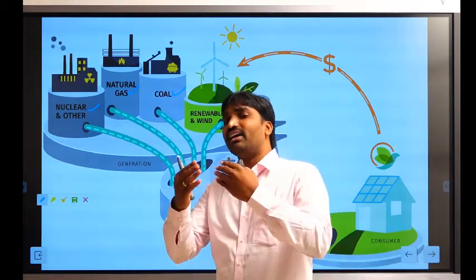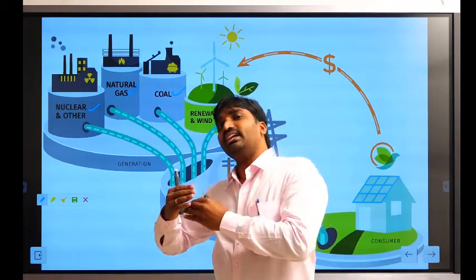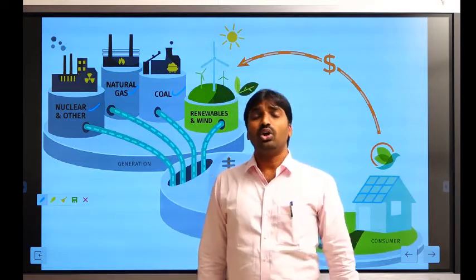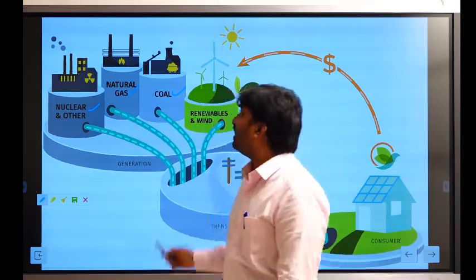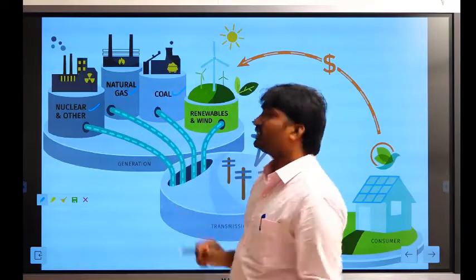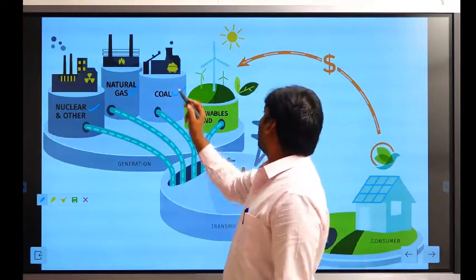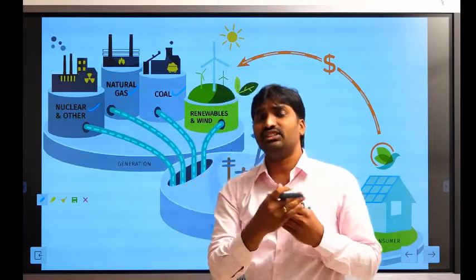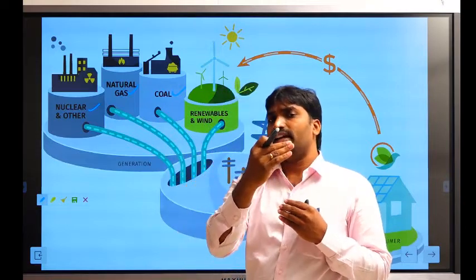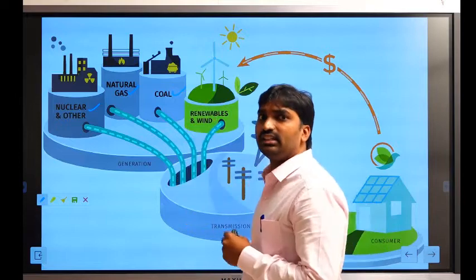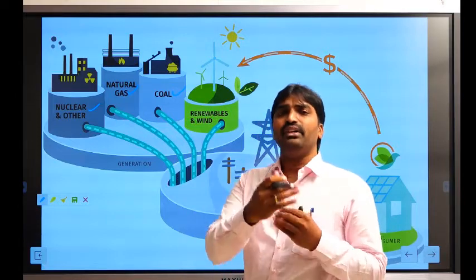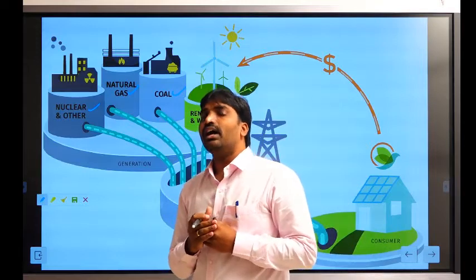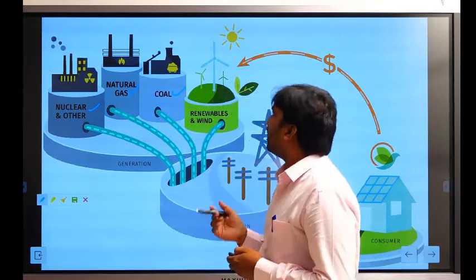So that steam has kinetic energy. How is the kinetic energy converted into mechanical energy? That is the question. Here the conversion to mechanical energy uses a turbine. We need to utilize one turbine. The turbine is a device which converts kinetic energy into mechanical energy. Everywhere we need mechanical energy. That mechanical energy is converted into electrical energy by using an alternator.